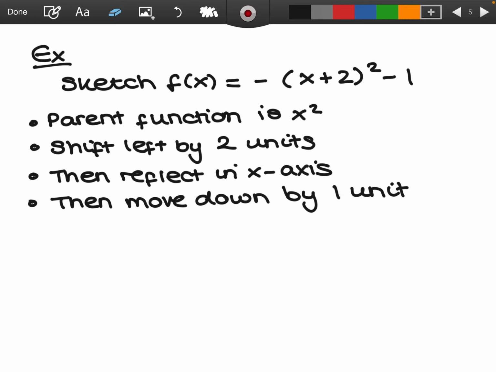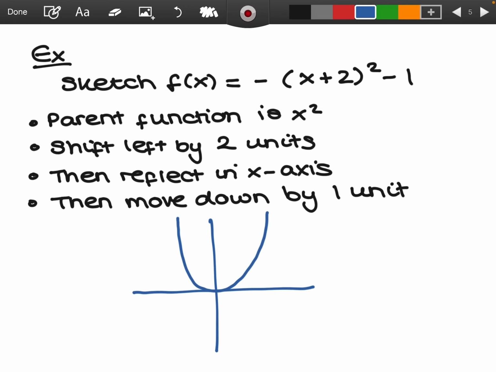Okay. So if we go ahead and think about how we would draw this, you start off with the graph of x squared, which should look something like this. We're shifting it to the left by 2 units. So we know that this point here is 0, 0. That's going to be shifted to the left by 2 units. So that point there is going to go to negative 2, 0. So the whole graph shifts by 2 units to the left. Then it's reflected in the x-axis. So then we're going to end up with basically an upside down version of the graph that's been moved over by 2 units. So something like that. And then it's going to be moved down by 1 unit.